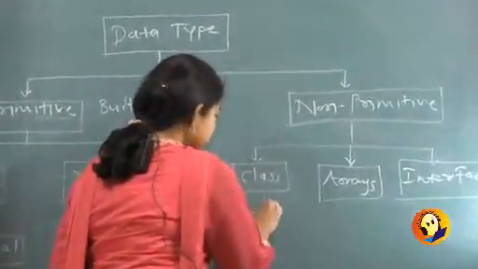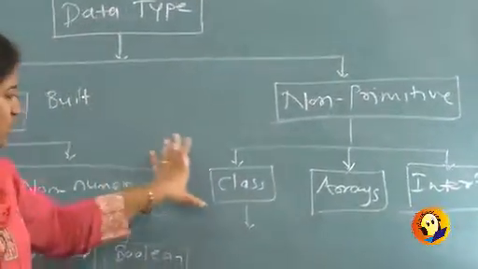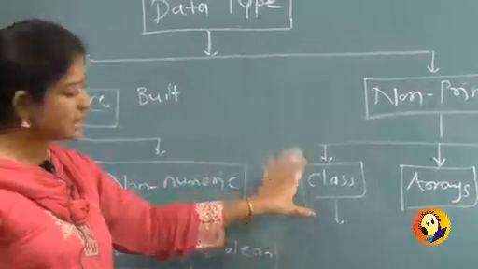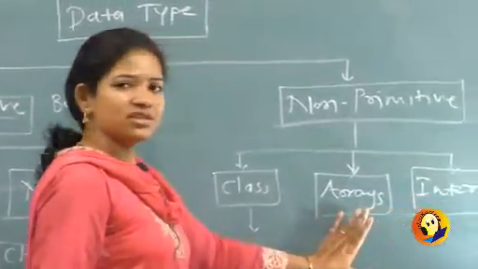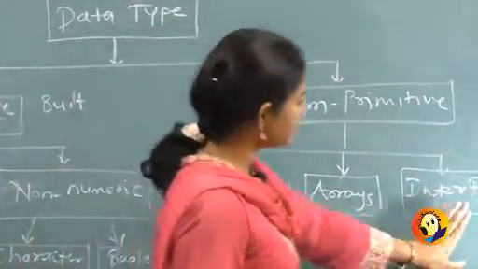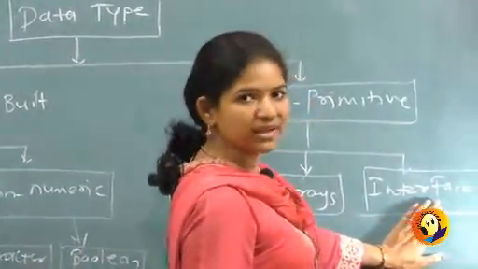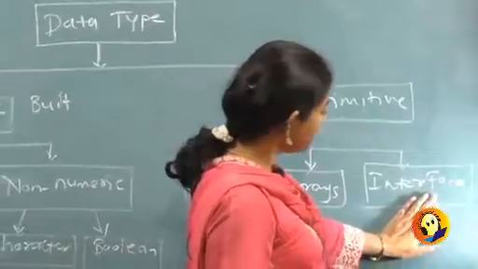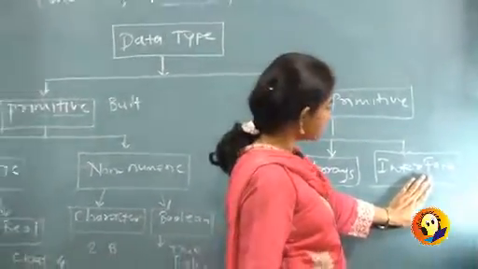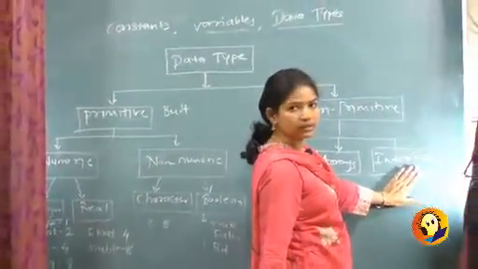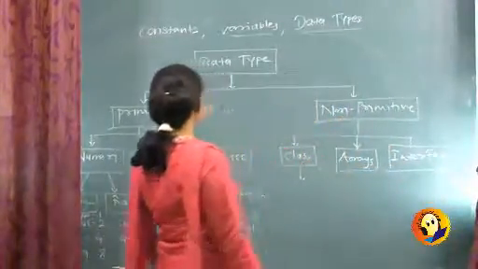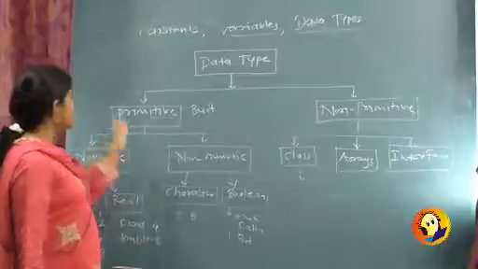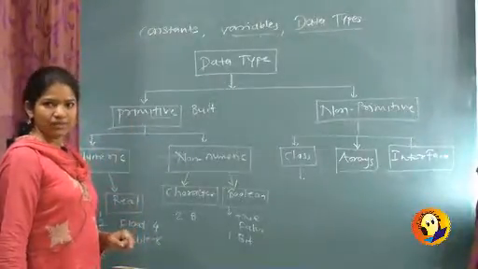First one is a class. Class is nothing but a collection of data variables and member functions. Array is nothing but a collection of similar type of data elements, and interface is very similar to class, but there is no implementation for the same. So for implementation we need to extend that particular interface. So these are various data types available in Java programming.